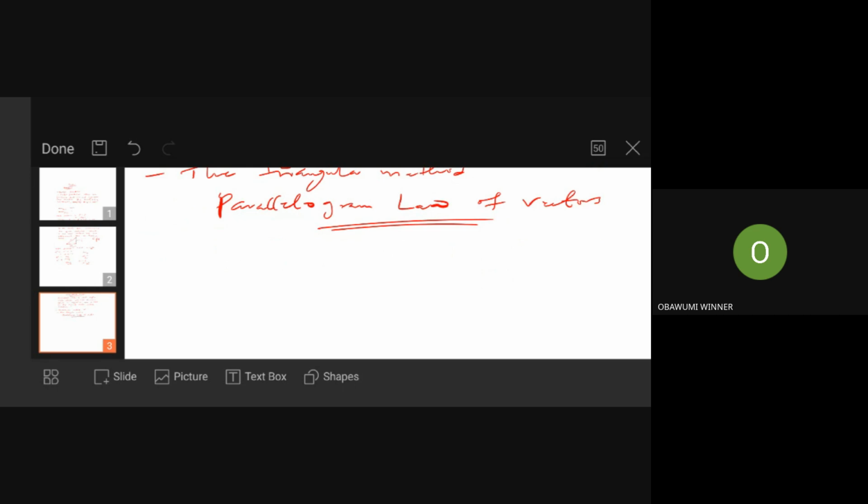What does it state? This law states that when two vectors are represented in magnitude and direction by the adjacent sides of a parallelogram, the diagonal drawn from their point of intersection represents the resultant force. That is just the law.